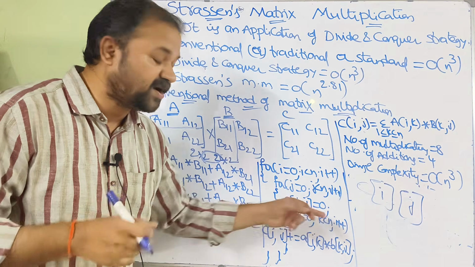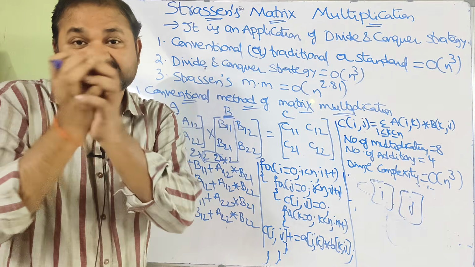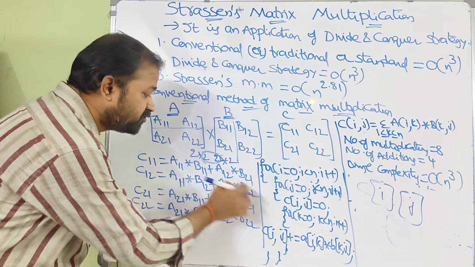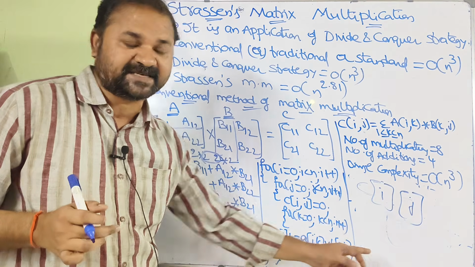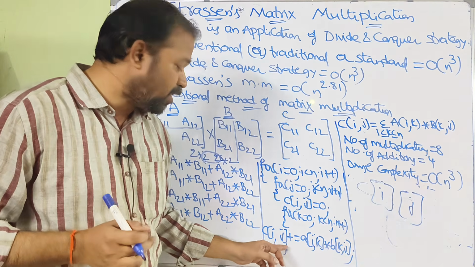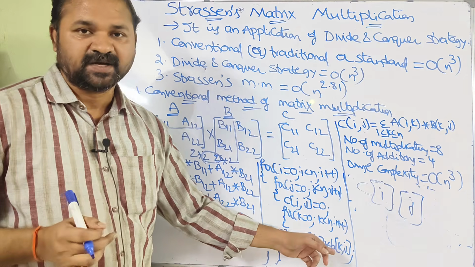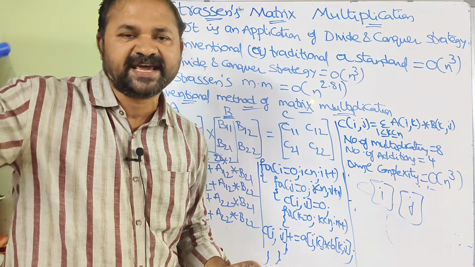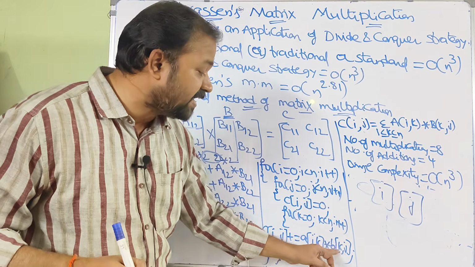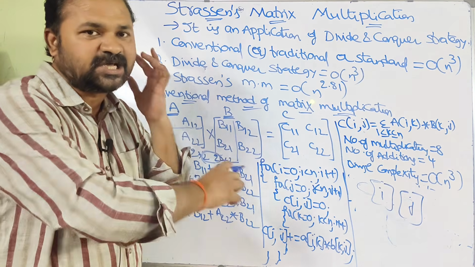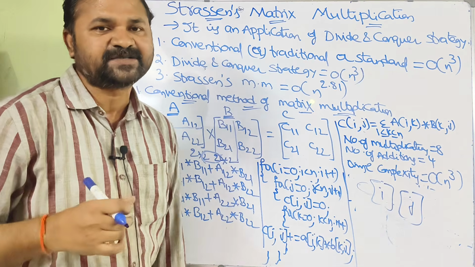Next, for the multiplication and adding, we are using this for loop. So for k equal to 0, k less than n, k plus plus. We know the logic: C of ij plus equal to. That means C of i comma j equals C of i comma j plus A of i comma k into B of k comma j. So this is the logic for conventional matrix multiplication.